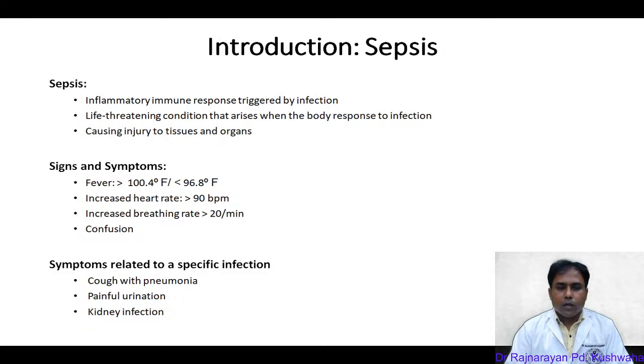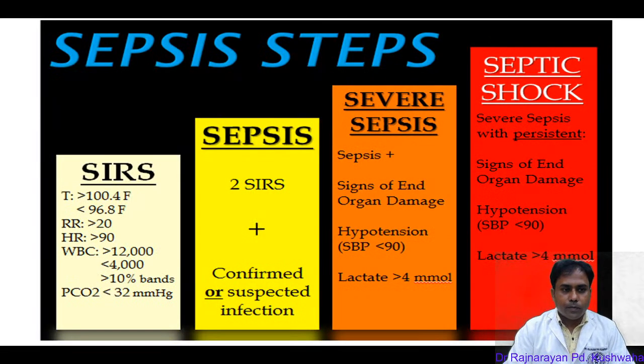And mostly in sepsis, some bacteria infect particular organs like lungs, kidney, heart. So some organ-specific symptoms come. If the person's infection is in the lungs, then he has cough with pneumonia, and like kidney infection, there is painful urination. And for sepsis there are some stages: sepsis, severe sepsis, and septic shock. To understand sepsis, we have to understand what SIRS is.